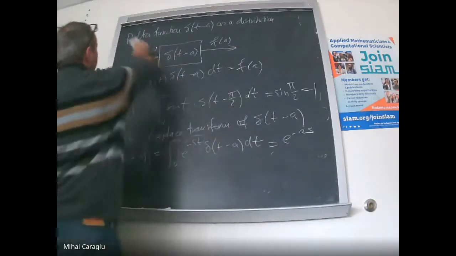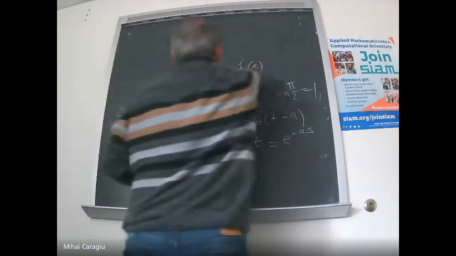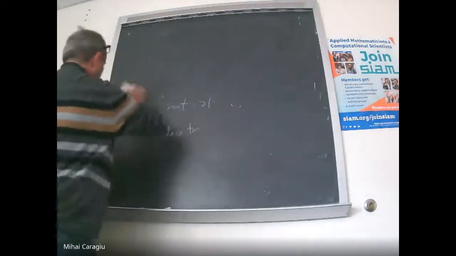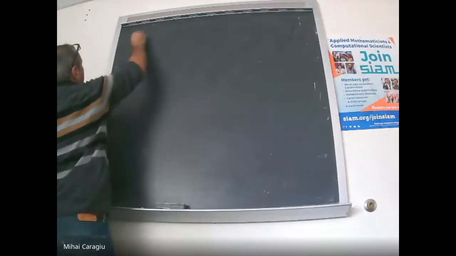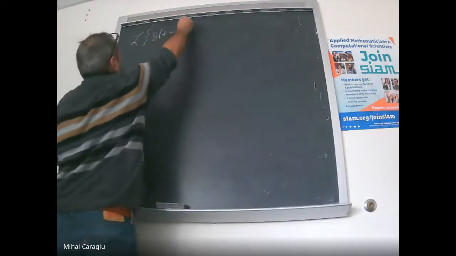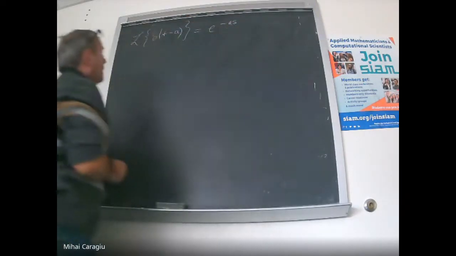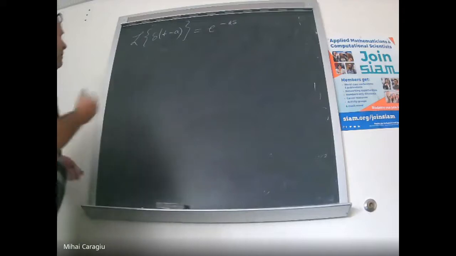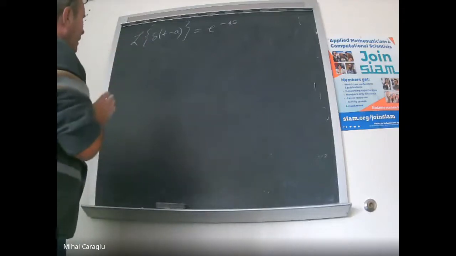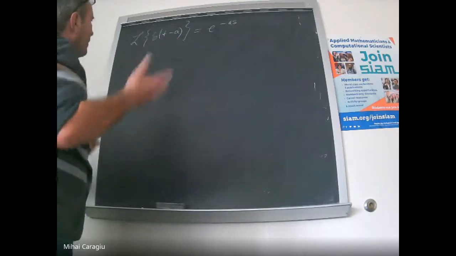So let me write again the result of our discussion here up to now. Laplace transform of delta of t minus a equals e to the minus as. And again, delta of t minus a is the limit of a sequence of thin and tall rectangles with area 1, right?